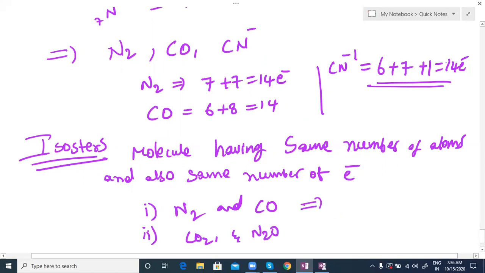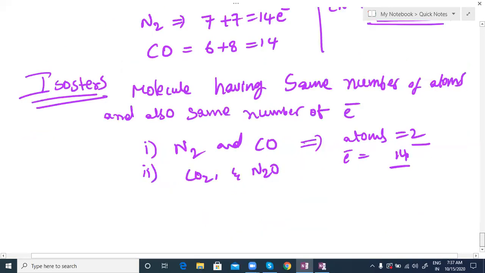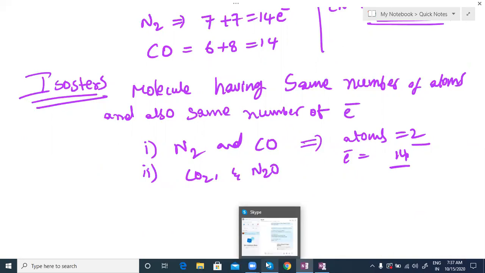You can count how many atoms there are. N2 is 2 atoms, CO also 2 atoms. Electrons we already counted: N2 has 14 electrons, CO also 14 electrons. So same number of atoms and same number of electrons. So we call these isosters.